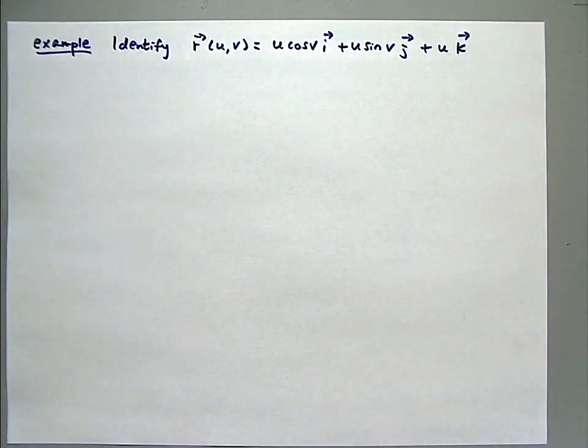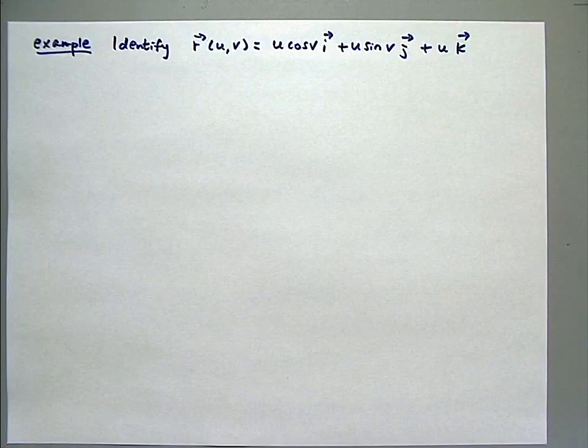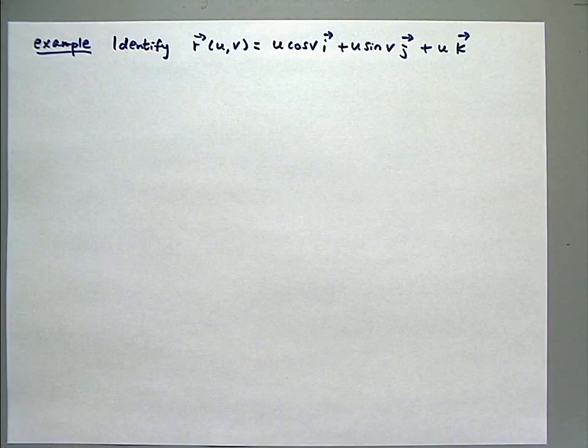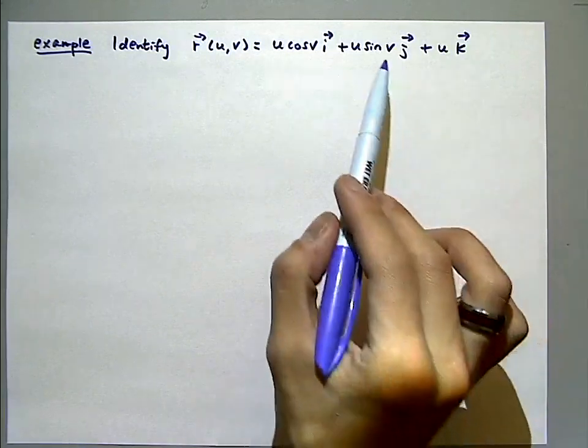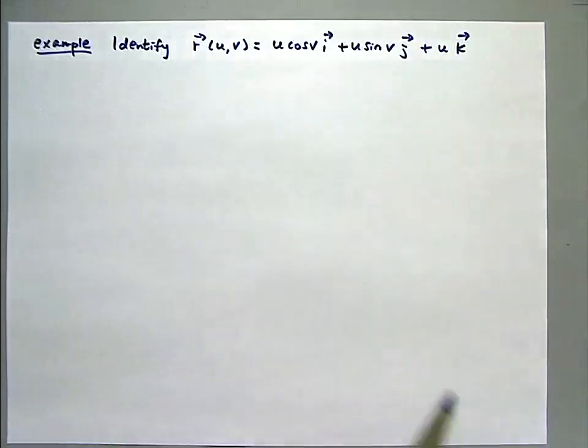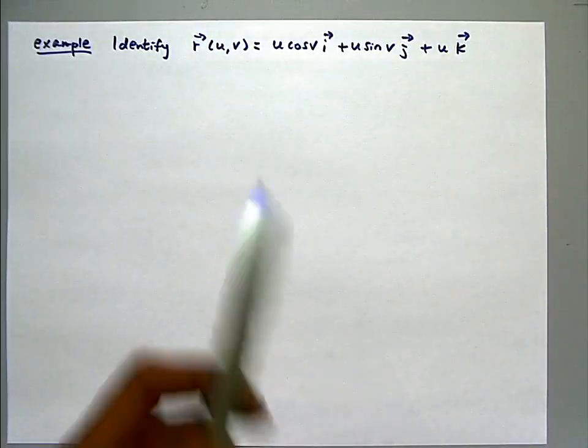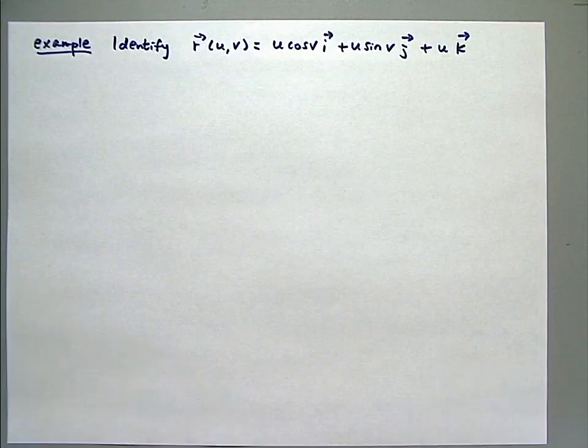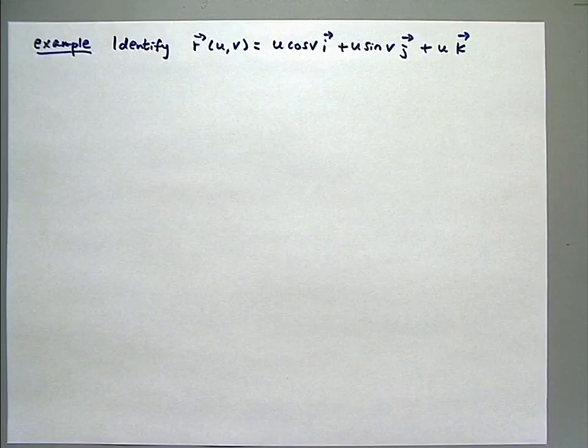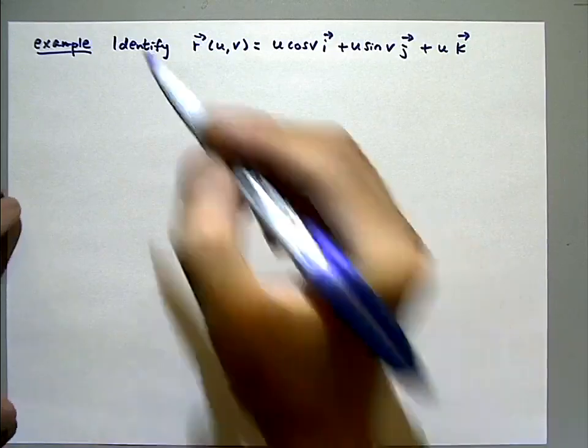Here we have u cosine v i plus u sine v j and u k. Okay, now we'll figure out what this thing is. The fact that we have cosine and sine means we're dealing with some sort of circular, elliptical kind of thing. So in some perspective of this surface, there's going to be some kind of circle involved. Let's figure out exactly what we're dealing with.